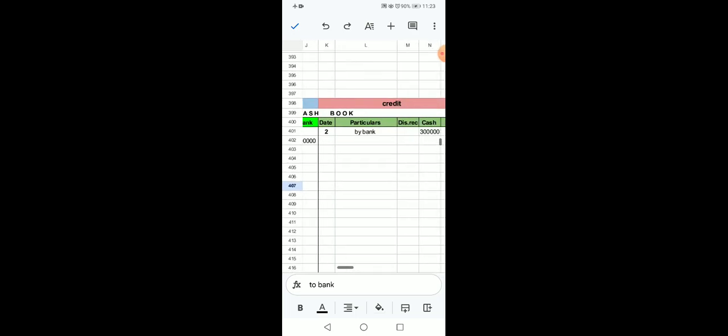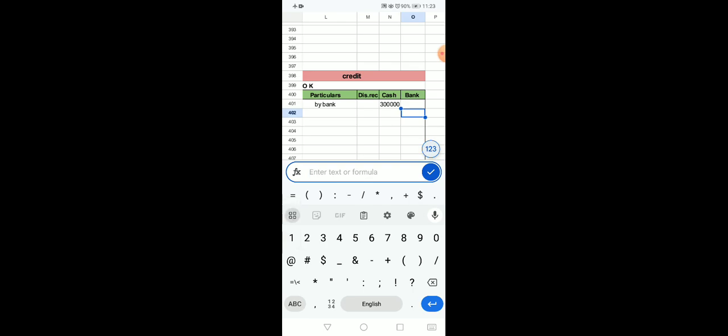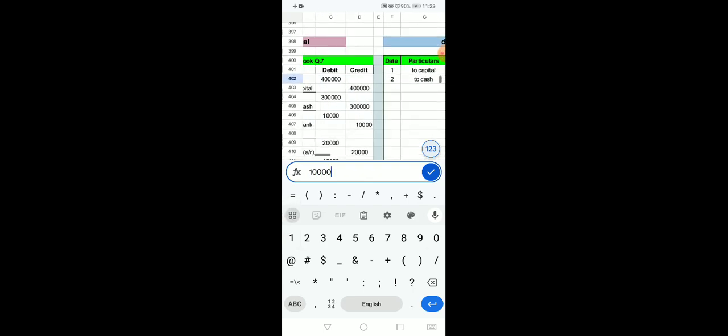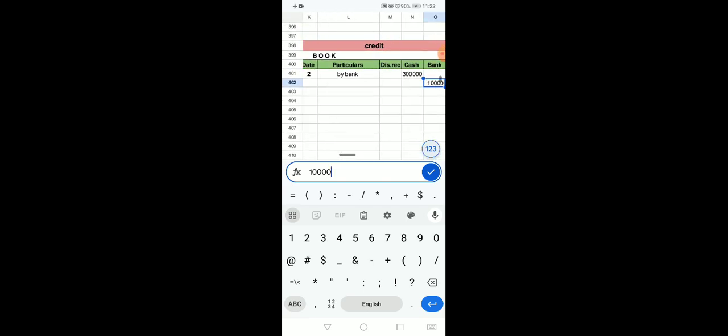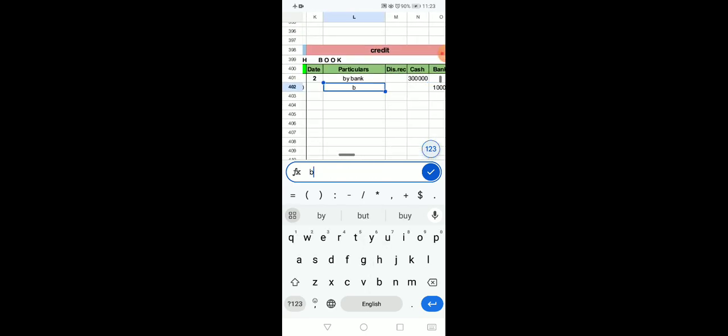The next entry is 3. There are two elements, but we are associated with only one element, and that is bank. Bank is being credited, so we will go to the credit side. We will go to the credit side of the bank and write 10,000 rupees. Now we will see the reference. On the opposite side, Wasim is written, so you will write Wasim over here.